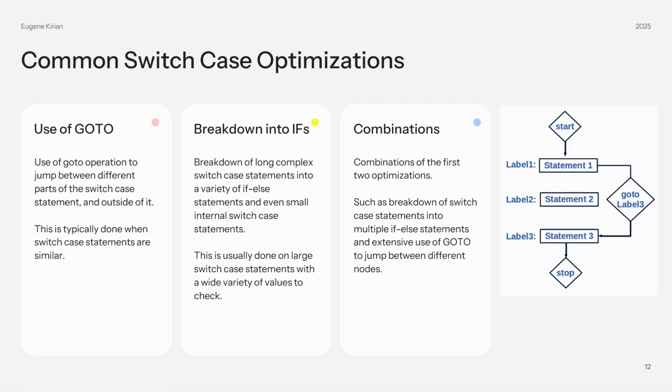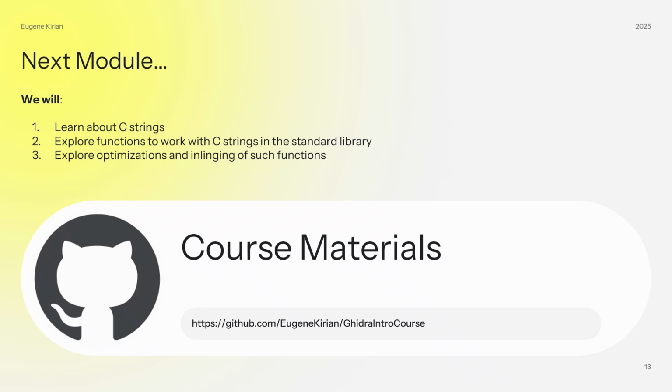When dealing with large and complex switch case statements, compilers can employ the following optimization techniques. One technique is the use of goto statements to jump between different parts of the switch case or even outside of it. Another approach is to break down large switch case statements into multiple if-else statements. This can make the code more efficient on some CPU architectures, especially when dealing with a wide range of values to check. In some cases, smaller internal switch case statements can be used in conjunction with if-else statements to further optimize the code. In this module, we quickly went through the switch case statements.